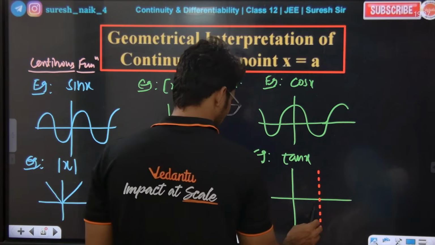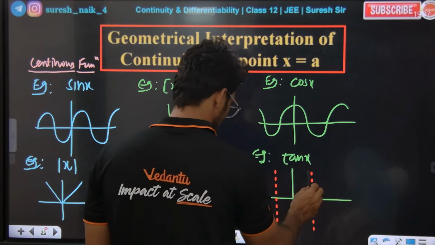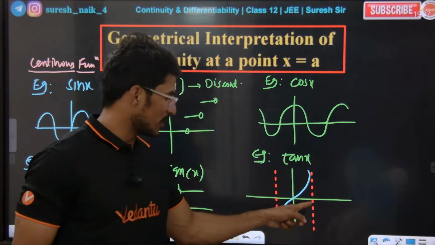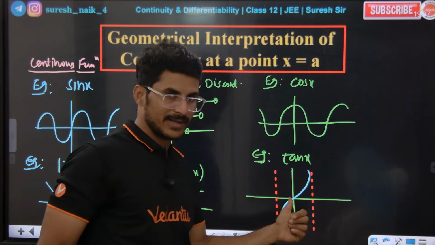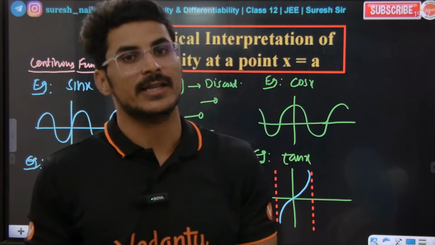Sir, now you need to just talk about this, right? Yes or no? This is how the tan x graph will be. At 90 it is not defined, so that is why there is a dotted line. Understood? Tan x is also a continuous function, but in its domain.